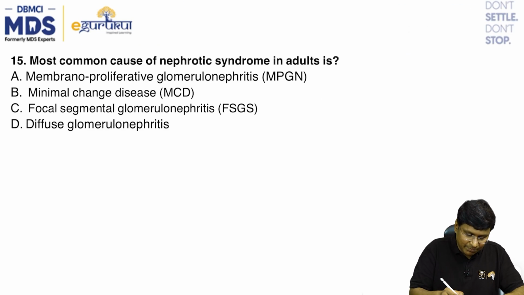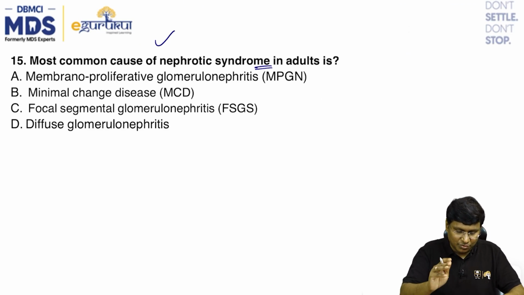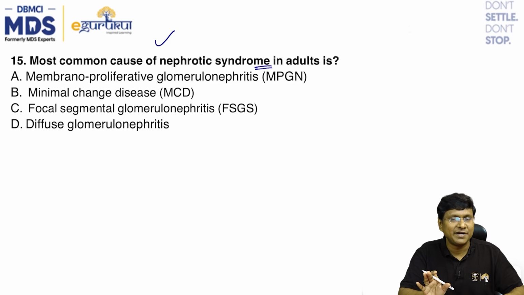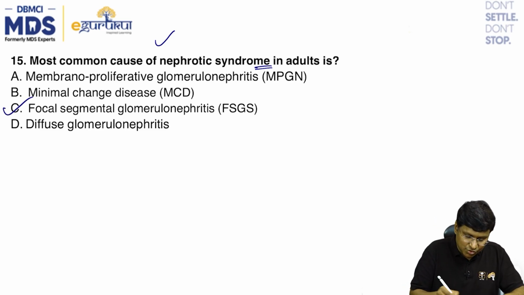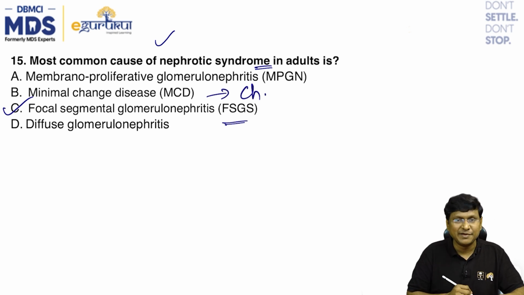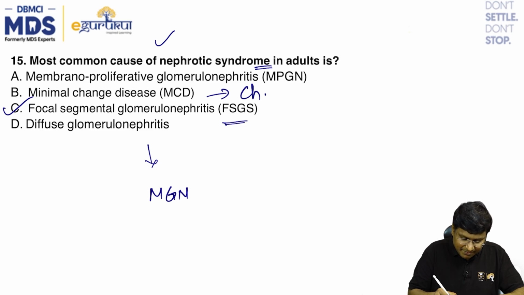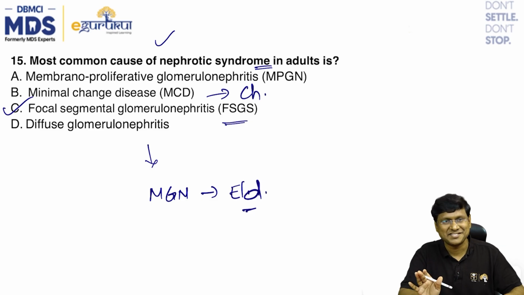Next question. The most common cause of nephrotic syndrome in adults is membranoproliferative glomerulonephritis, minimal change disease, focal segmental glomerulosclerosis, diffuse glomerulonephritis. So please remember, in adults the most common cause is FSGS, whereas in children it is minimal change disease, and in elderly individuals it is membranous glomerulonephritis, which is the most common cause of nephrotic syndrome.